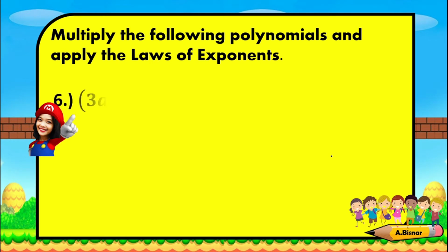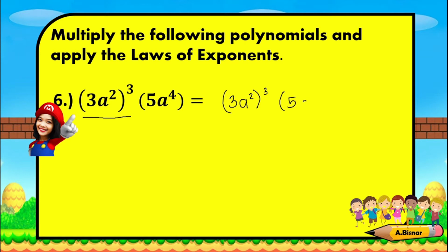Well, how about this one for number 6? The cube of 3a squared times 5a to the 4th. So we need to simplify this first before we multiply it by 5a to the 4th. So let's write first the given, 3a squared, cubed, and then 5a to the 4th. When we simplify this, we have to apply the laws of exponent. The exponent of 3 in here is 1. And so 1 times 3 is 3. So we will have here 3 cubed.